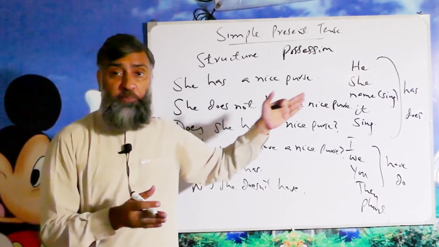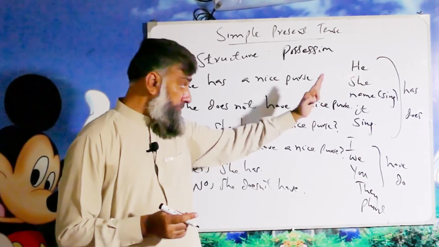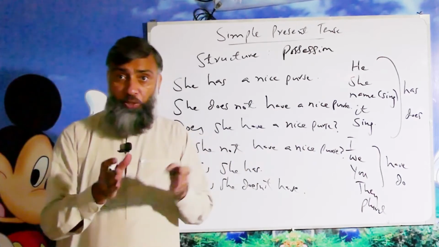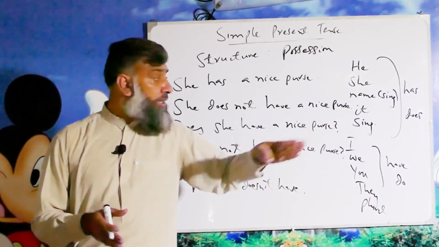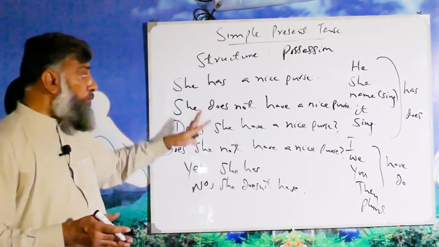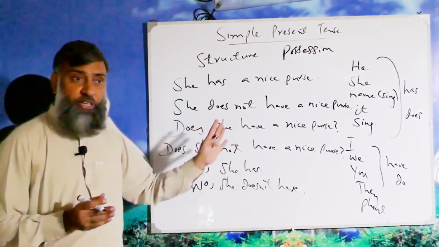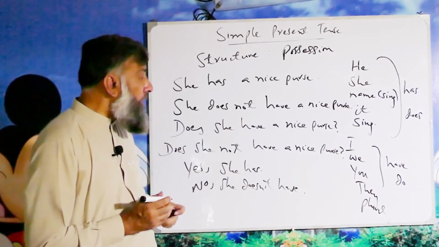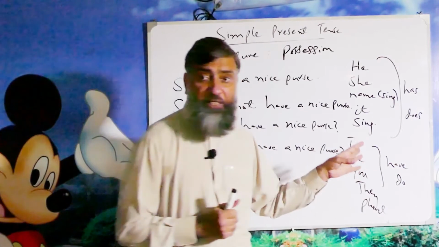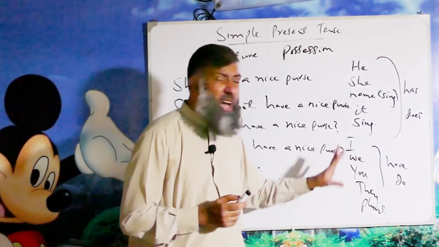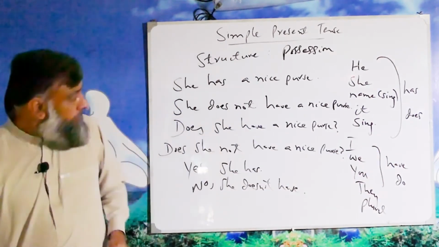So this was an example from the first category, where you have at the position of subject he, she, name, it, singular. When you have these nouns or pronouns at the position of subject, then you need to use has, and this is the way to make negative, interrogative, negative question, positive and negative answer. Now let me give you an example from the category where you have at the position of subject I, we, you, they, any one of them.